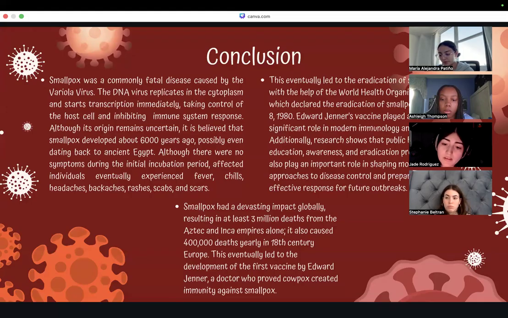Edward Jenner's vaccine and research played a significant role in modern immunology and medicine. Additionally, research shows that public health education, awareness, and eradication programs also play an important role in shaping modern approaches to disease control and preparing an effective response for future outbreaks.